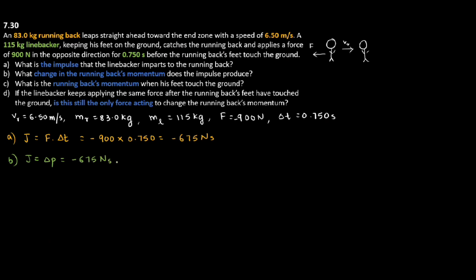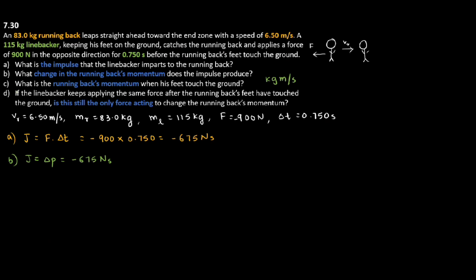Now, generally, we write momentum in the unit of kg meter per second. But from the impulse momentum theorem, since the change in momentum is equal to impulse, and impulse can be written with the unit of Newton seconds, here I have written change in momentum also as Newton seconds. Again, this change in momentum will be opposite to the running back's velocity.